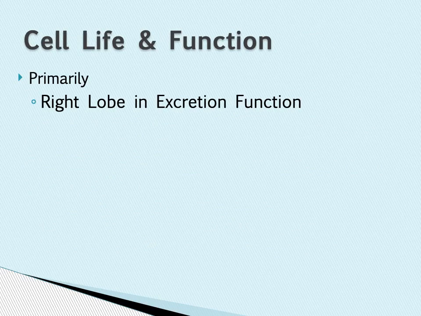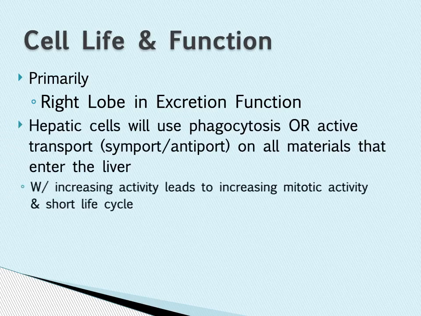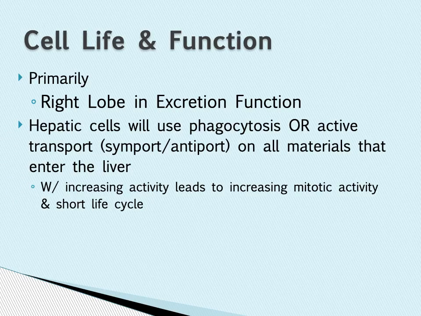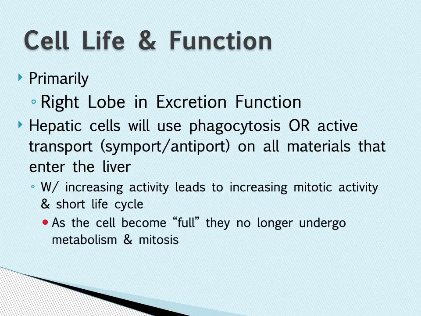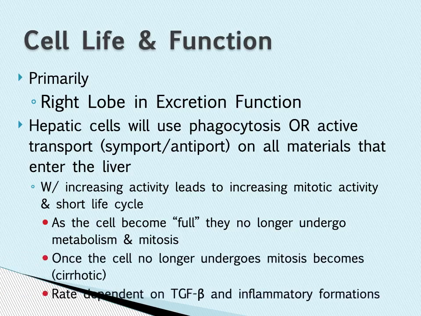So when we talk about the liver, we're really talking about the right lobe in terms of excretory function, as the left lobe is primarily going to be involved with digestive functions. In this case here, we're going to talk about hepatocytes as well as other phagocytotic cells. We're going to utilize both active and passive transport, primarily through a symport-antiport mechanism. We're going to have cells that are undergoing large amounts of mitotic activity and have excessively short cell life because of the rate of metabolism that they're undergoing.